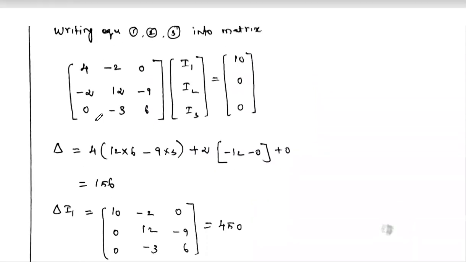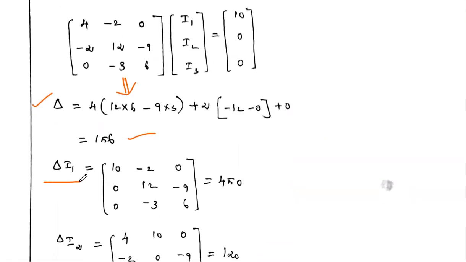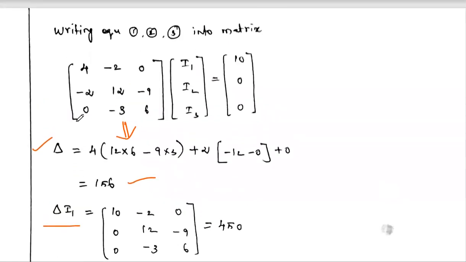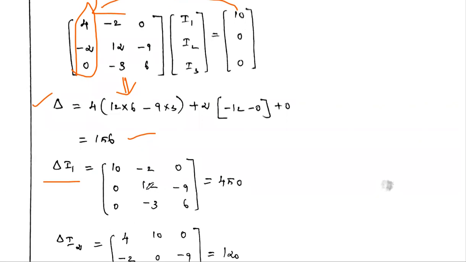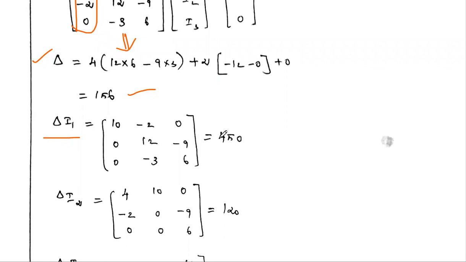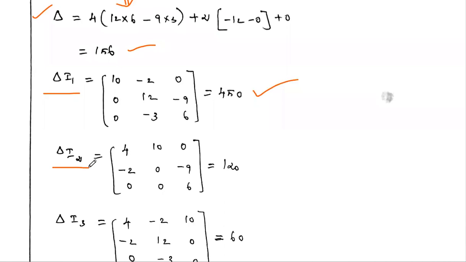Okay, so from that you just find the determinant value. What is the determinant? We have to find the determinant of this 3 by 3 matrix. It is 156. Okay, then we have to find del I1. The del I1 is nothing but in this 3 by 3 matrix, the first column, you replace it with the constant values 10, 0, 0. The remaining two columns you write as they are, then you find the determinant value. It is 450.